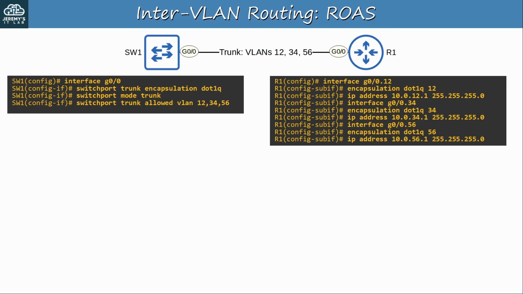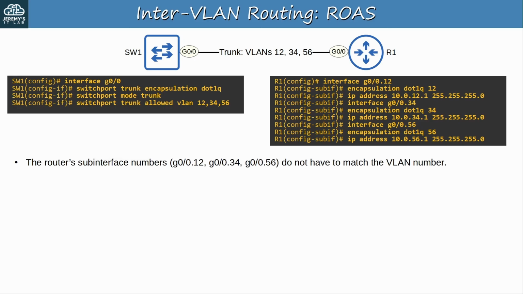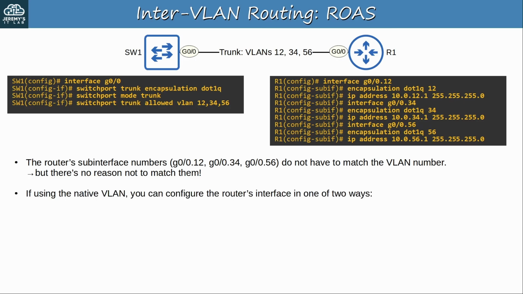Just a couple extra points about router on a stick. The router's sub-interface numbers do not have to match the VLAN number. They can be any number, although there's no reason not to match them. It makes things much simpler. And if you are using the native VLAN, you can configure the router's interface in one of 2 ways.